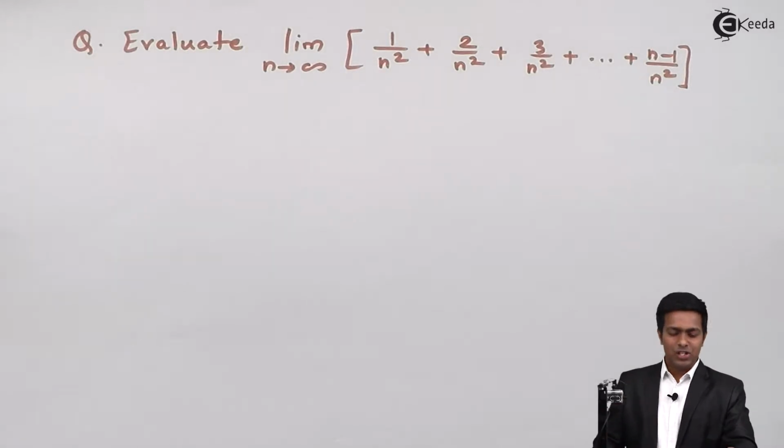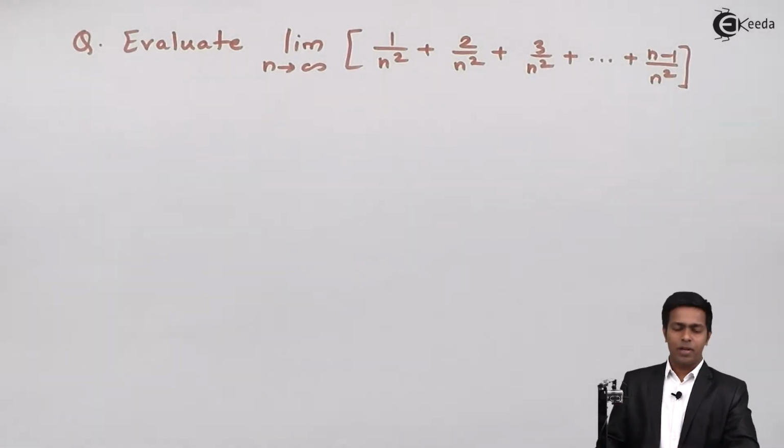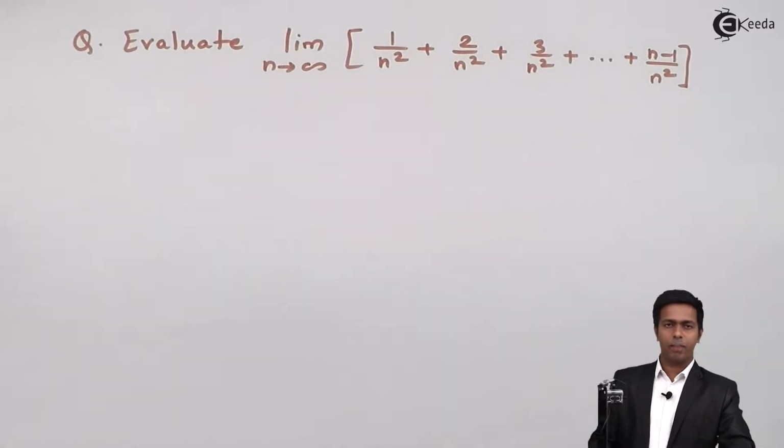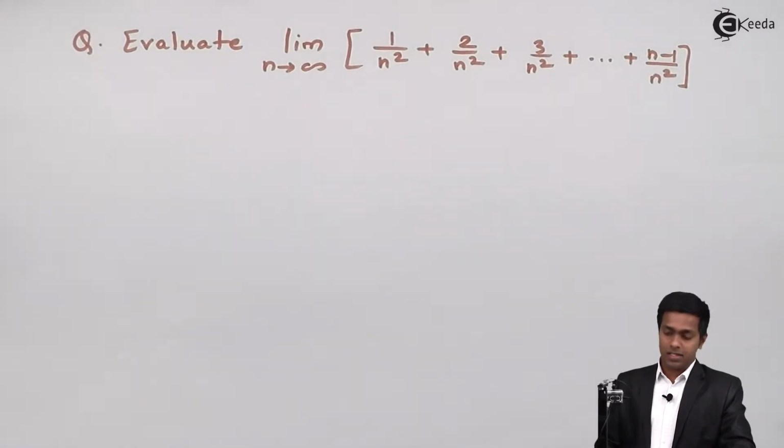Hello friends, so here in this problem we have to evaluate the limit as n tends to infinity of 1 upon n square plus 2 upon n square plus 3 upon n square plus dot dot dot plus the last term n minus 1 upon n square.